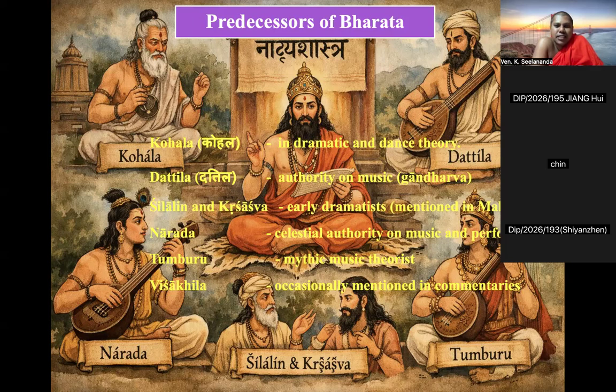And Dattila, authority on music, Gandharva. Shilalin and Krushashva are the early dramatists. Narada, celestial authority on music and performance. Tumburu, mythic music theorist. Vishakhila, occasionally mentioned in commentaries. These are the names: Kohala, Dattila, Shilalin, Krushashva, Narada, Tumburu, Vishakhila. All of these names are mentioned by Bharata Muni in the Natya Sastra.